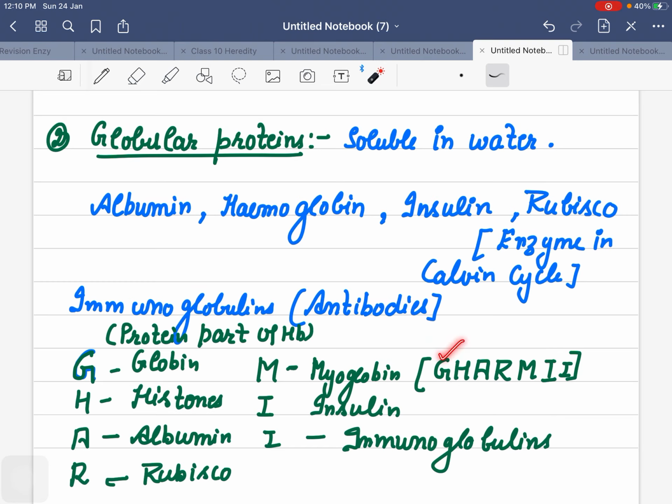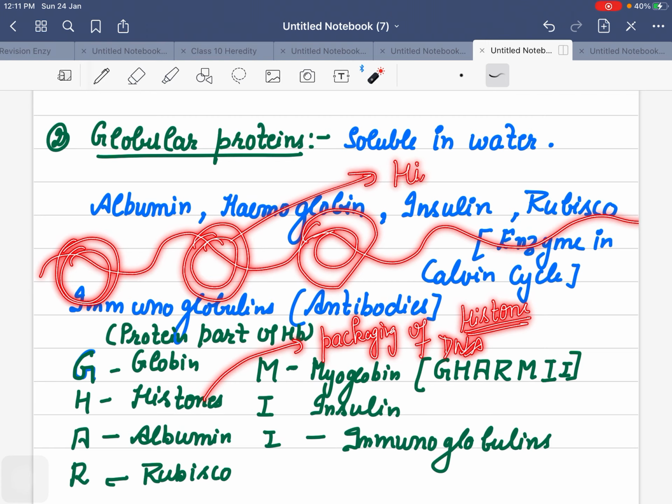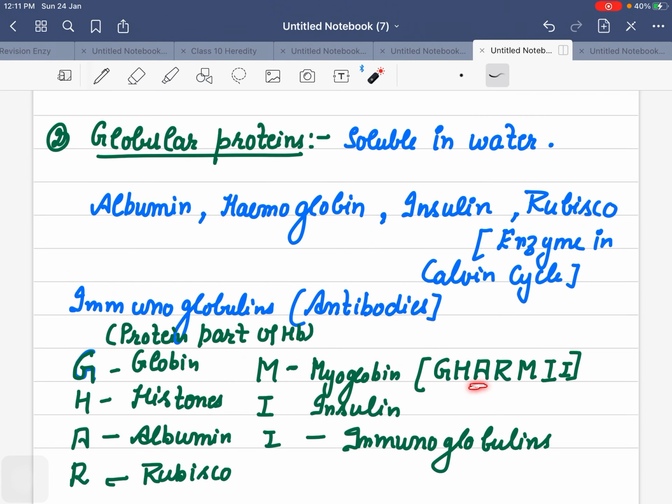Garmi. G for globin. G for globulin, right? G for basically the globin part of hemoglobin. H for histones. Histones are the proteins which help in packaging of eukaryotic DNA. Basically, the DNA is very, very long, so it is wrapped around proteins, and these proteins are our histone proteins. Then A for albumin, R for rubisco, M for the pigment present in your muscles, myoglobin, I for insulin, and I for immunoglobulins, which are also known as antibodies. So in this way you can remember your globular proteins.